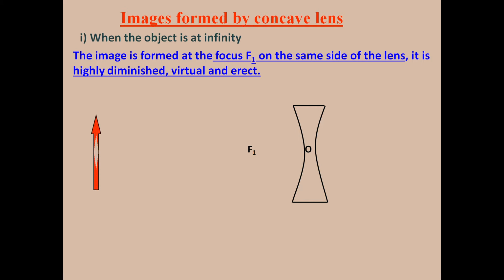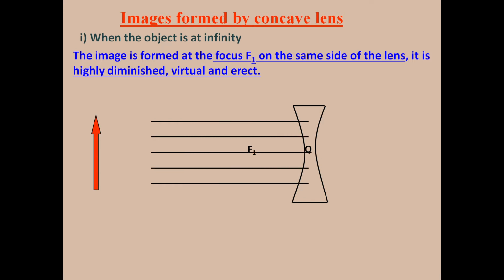This is the object which is at infinity, very far away from concave lens, and these are light rays parallel to principal axis of concave lens. And as you know, this lens is a diverging lens, therefore light diverges. And if we produce these refracted rays in the backward direction, then they will meet at a point. That point is F1. It is principal focus. Therefore, the image is formed at F1.